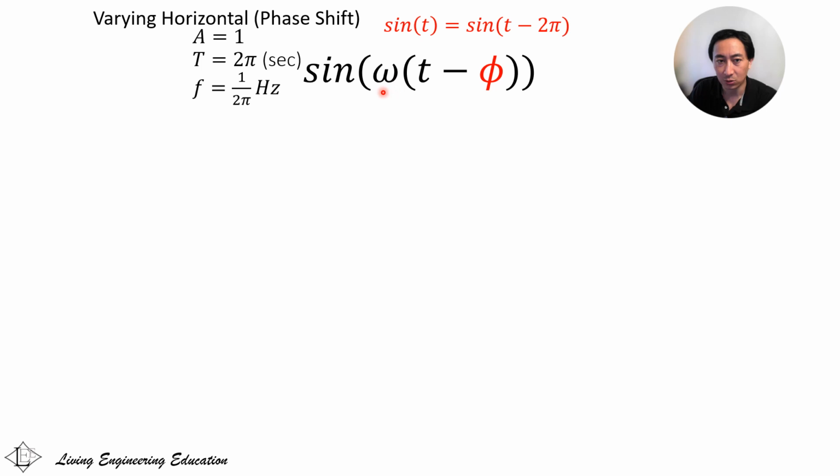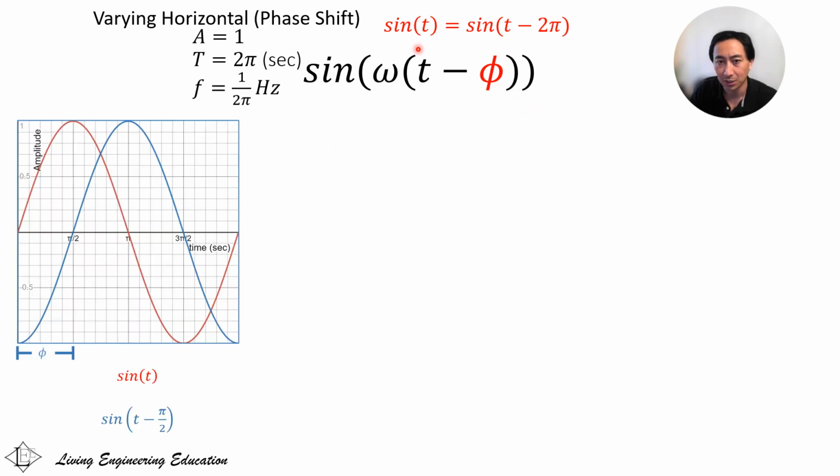Now, if omega is equal to 1, then this is just like sine t. So the amplitude is going to be 1, the period will be 2 pi, and the frequency 1 over 2 pi hertz. Right? So that's the baseline we're looking at, and all the graphs in this slide are going to be looking at that. And all we're going to do is look at the phase shift.